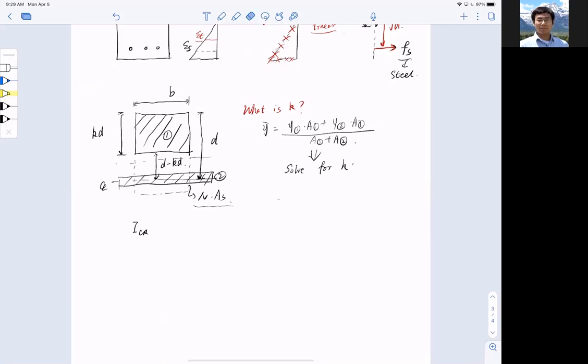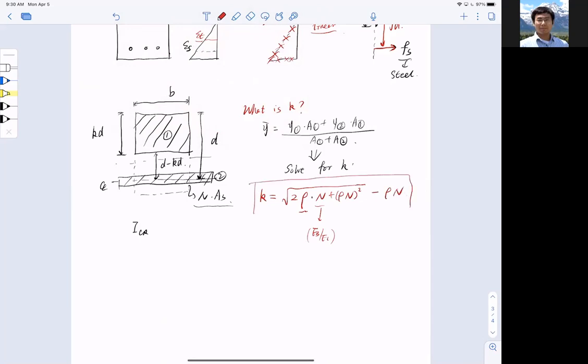Sorry, let me use a different color. Need you guys to remember this. K equal to the square root of 2 rho N, be careful, I'll explain this, where N is the modulus ratio, and this is ES over EC, by the way. And then plus rho N squared. This is all under the square root sign, minus rho N.